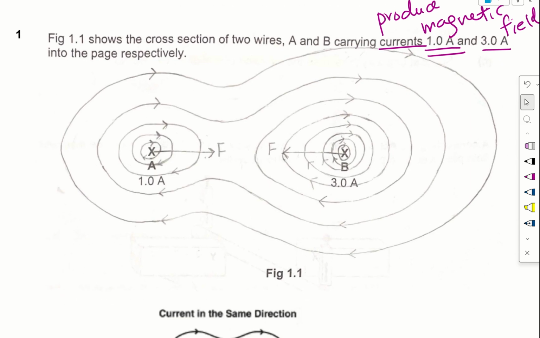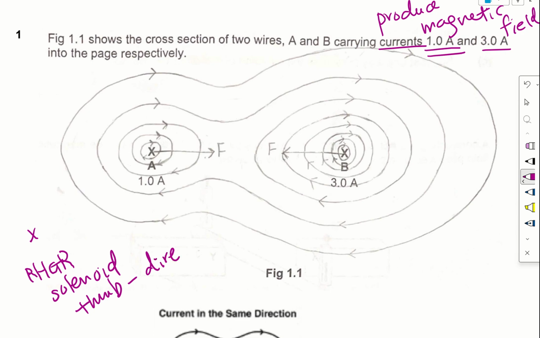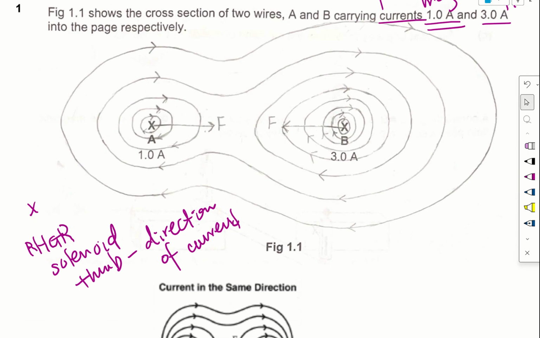Okay, so if we look at wire A, we are looking at the cross-sectional area. The X means that the current is going into the page. So we need to use the right-hand grip rule for solenoid. What does the thumb represent? The thumb represents the direction of current. Therefore, if you are looking at the screen, your thumb should be pointing into the screen, and your fingers will be curled because you are gripping it, in a clockwise direction. So that's why we have the magnetic field in this clockwise direction.